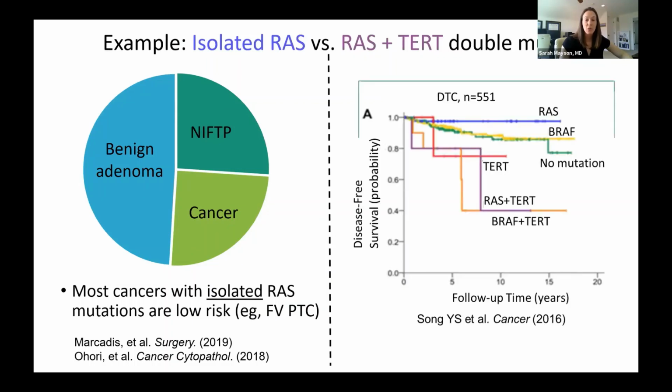In contrast, multiple studies have demonstrated that tumors with combined mutations with TERT and RAS or TERT and BRAF V600E have higher rates of distant metastasis as well as decreased disease-free survival. And thus, in the alternate reality that I presented to you, you should consider more aggressive management for your patient, such as with a total thyroidectomy, given his likelihood of aggressive thyroid malignancy.